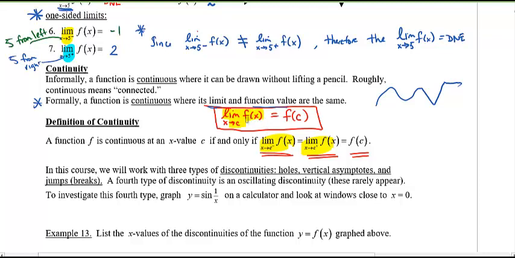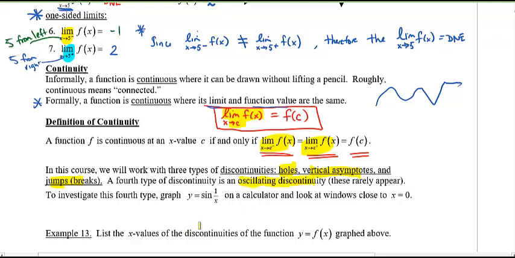So really, these two points point to this fact that the limit must exist. Now, in this course, we will work with 3 types of what we call discontinuities, things that have a break. Holes are places where there's a discontinuity. Vertical asymptotes are definitely a place where you have a discontinuity, and jumps or breaks. There is a 4th type of discontinuity that we might see, but very rare. It's called an oscillating discontinuity.